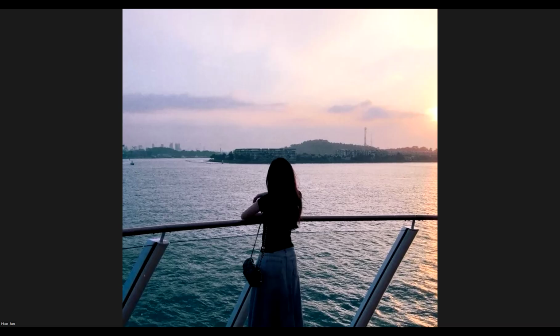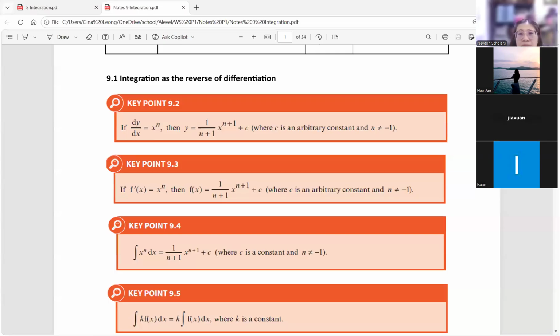Okay, Jia Xuan. Okay, so we continue our lesson. Today is integration. Hao Jun, do you get the notes and the past year for this topic? Yes, sure. Which school are you from? I'm from Sunway. Oh, Sunway. Okay, so meaning that this topic you already finished, is it? And Liam also joined.